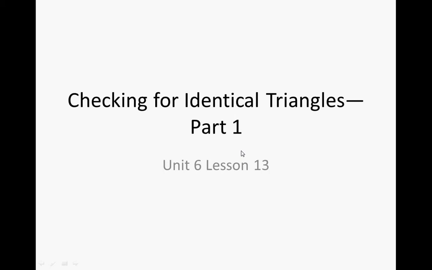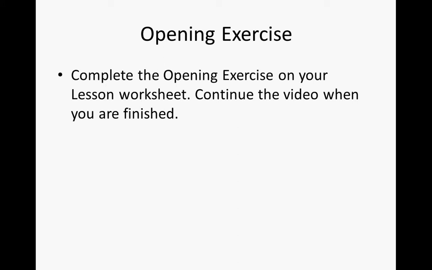Alright, here we are for Lesson 13, Checking for Identical Triangles, Part 1. So this is the first lesson in a two-lesson topic of checking for identical triangles. The only tool you need is really just paper and pencil. So for the opening exercise, complete the opening exercise on your lesson worksheet. Continue the video when you are finished.